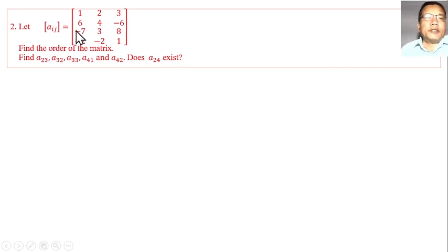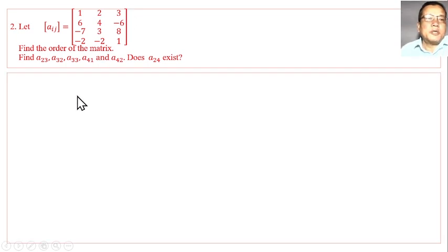Let A be equal to this matrix, with first row, second row, third row, fourth row, and first column, second column, third column. Find the order of the matrix. The matrix has 4 rows and 3 columns, so the order of the matrix is 4 by 3.